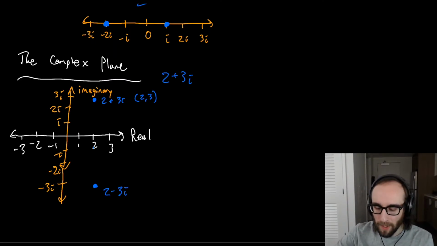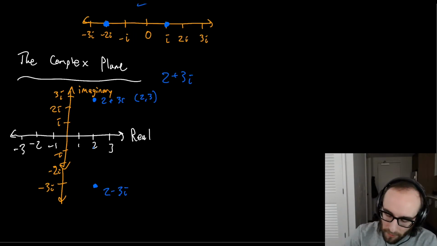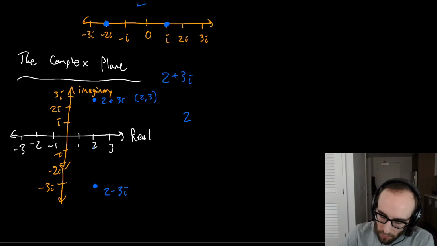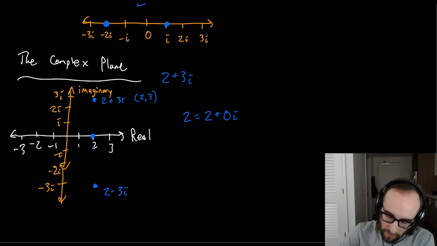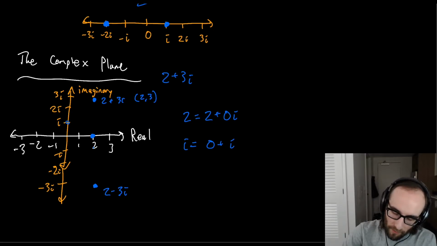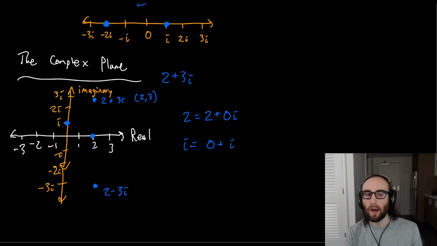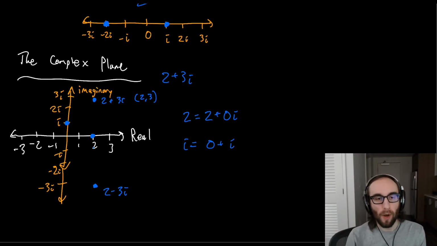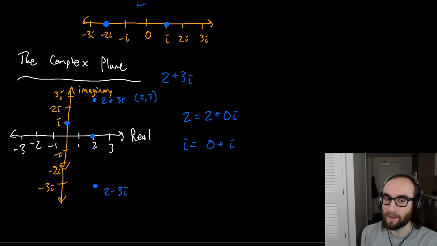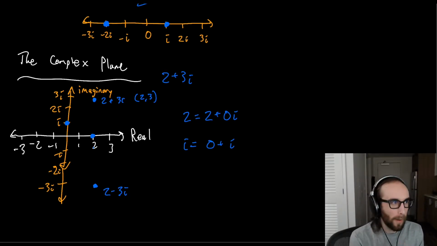We can also plot only real or only imaginary numbers, and we can do that by just filling in 0 for the other part. For example, if we wanted to plot 2, 2 is the same thing as 2 plus 0i. So that would just be right here, 2. If we wanted to plot i, it is the same thing as 0 plus 1i. So that would be right here. So only real or only imaginary numbers go on one of the axes, the real or imaginary axis.